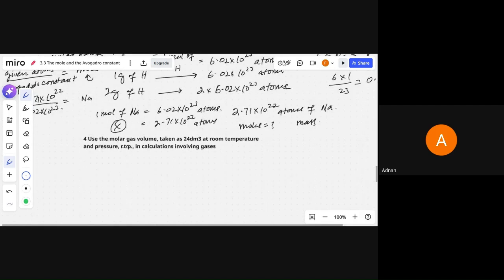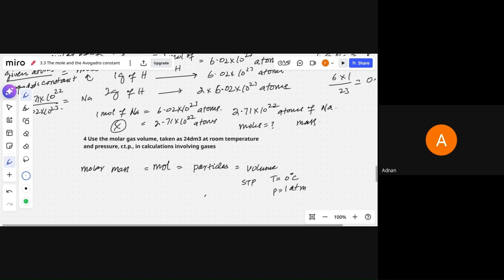So now topic number 4, use the molar gas volume. Just like mole has a relationship with number of particles and molar mass or mass in grams, it also has a relationship with volume, which is called molar volume. But we have two conditions here. The first one is if the gas is stored at standard temperature and pressure, where temperature is taken as 0 degrees Celsius and pressure is 1 atmosphere. This condition is called standard temperature and pressure.